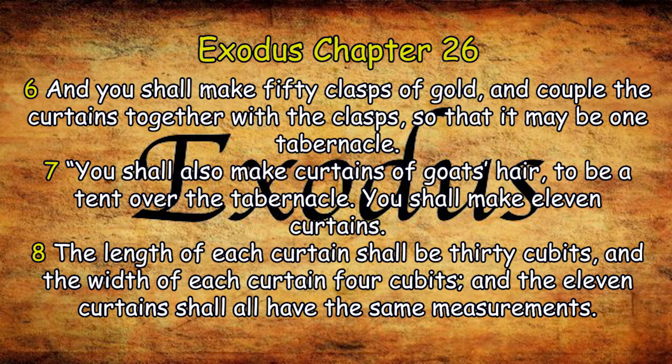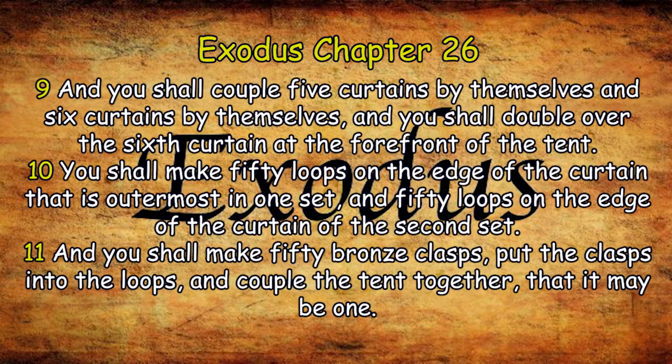You shall make 11 curtains. The length of each curtain shall be 30 cubits, and the width of each curtain 4 cubits. And the 11 curtains shall all have the same measurements. And you shall couple 5 curtains by themselves, and 6 curtains by themselves. And you shall double over the 6th curtain at the forefront of the tent. You shall make 50 loops on the edge of the curtain that is outermost in one set, and 50 loops on the edge of the curtain of the second set.